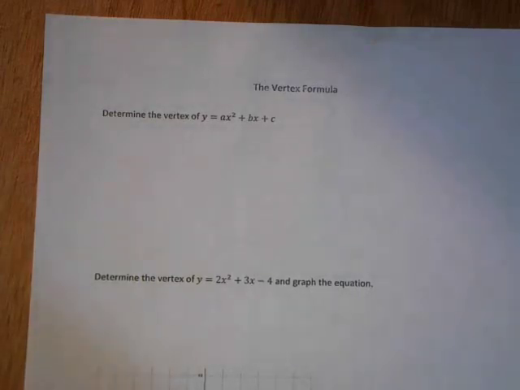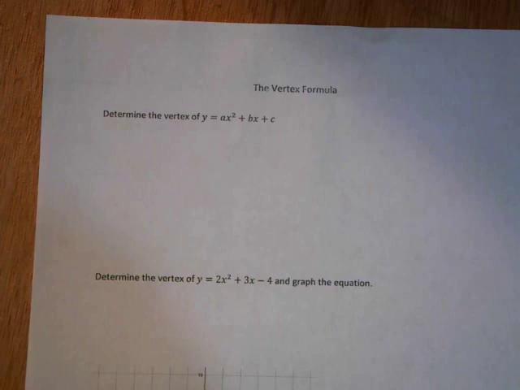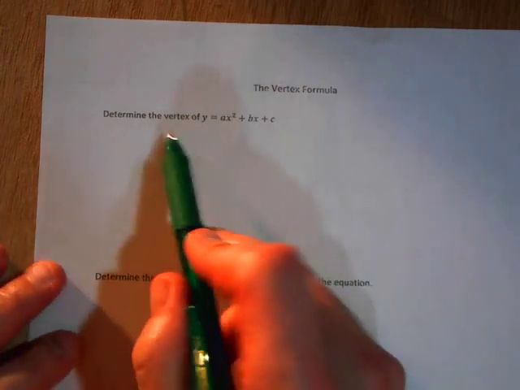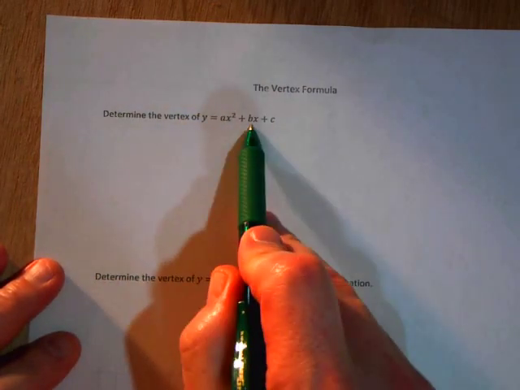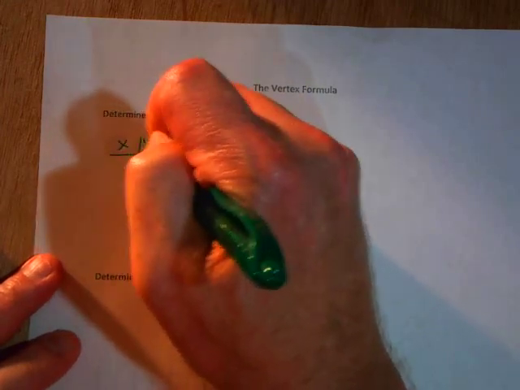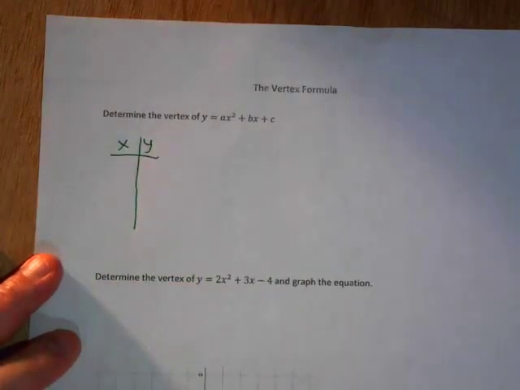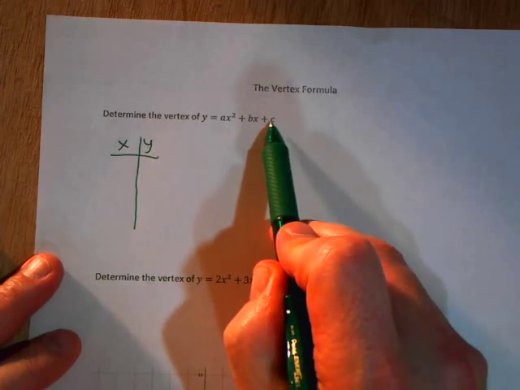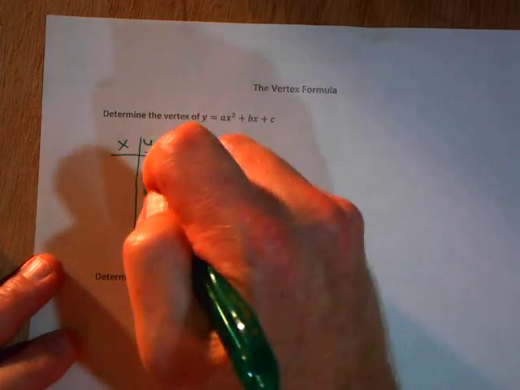It turns out that there's a little formula for finding the vertex when you're graphing quadratic functions. And we're going to go ahead and figure out what that is. So if I ask you to determine the vertex of this thing, what you should do is build a little table. And then, this is kind of strange, but you plug in for y whatever this thing is over here.